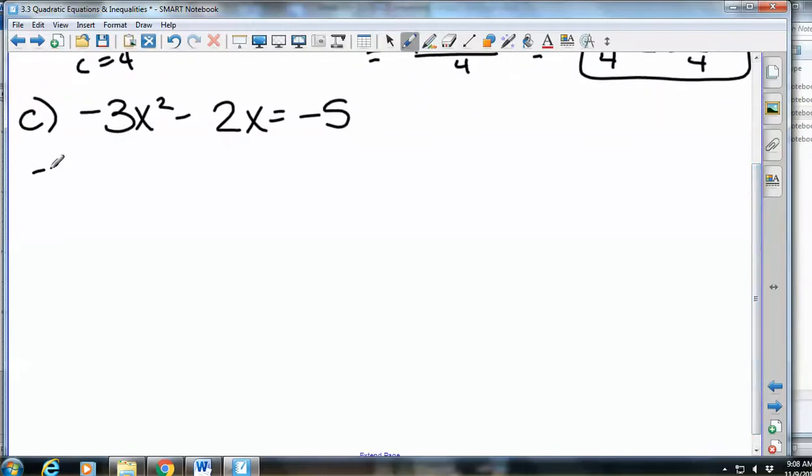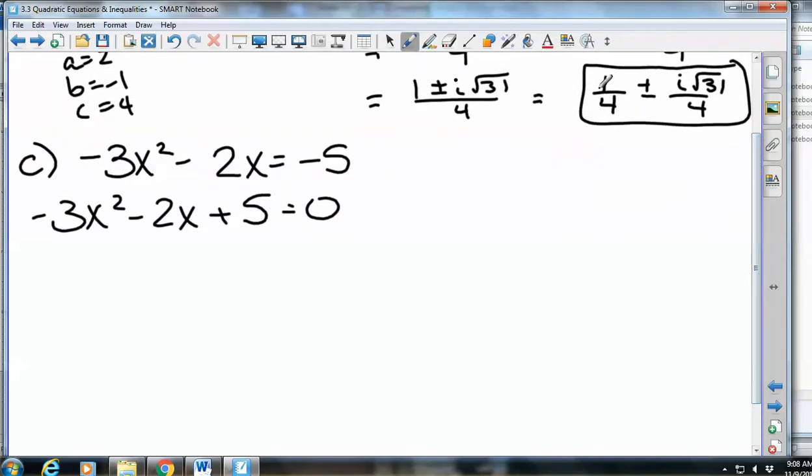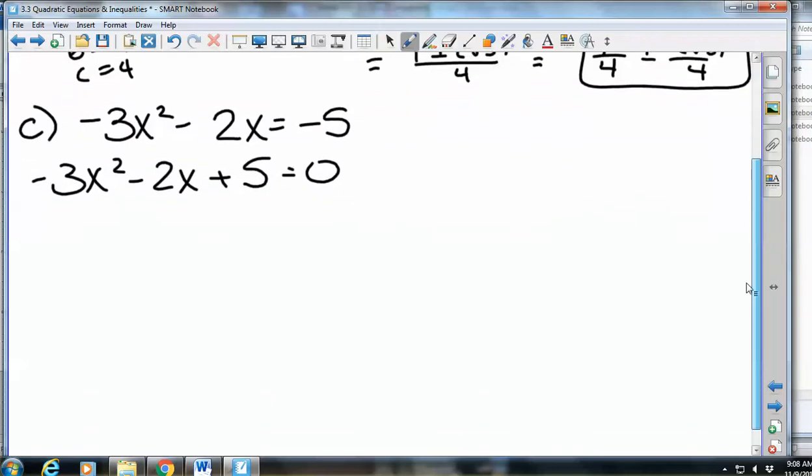Okay, so C, I'm going to add over my 5. Would that be two problems? Would this be two answers? Yes, it's the 1/4 plus that and the 1/4. No, I'm talking about C. Oh, you should, all of these quadratics, you should get 2 answers.